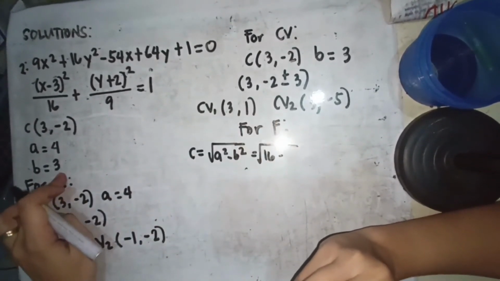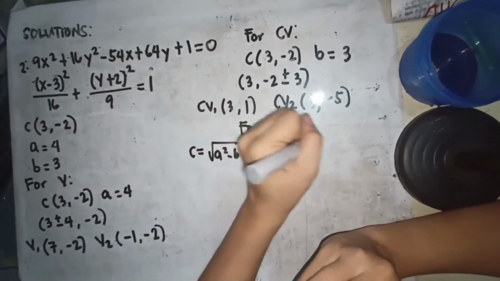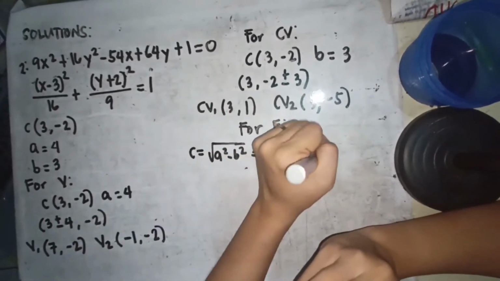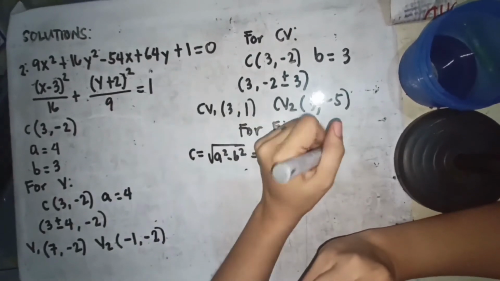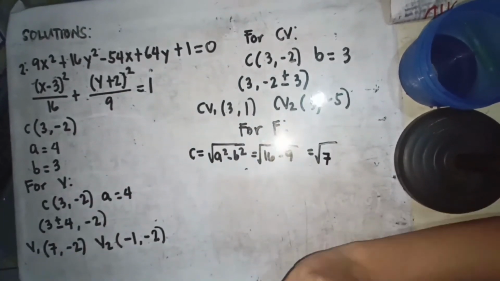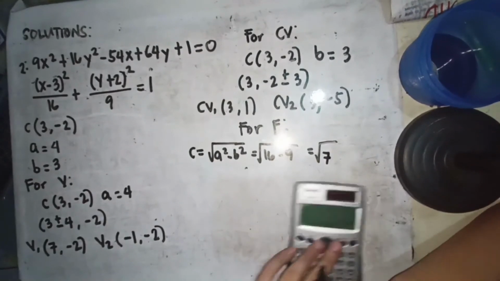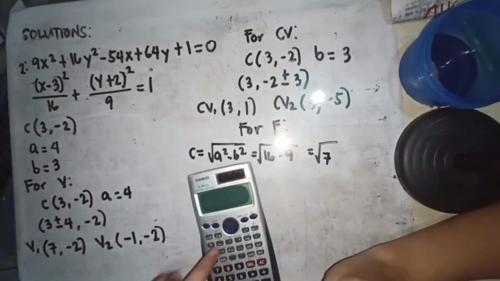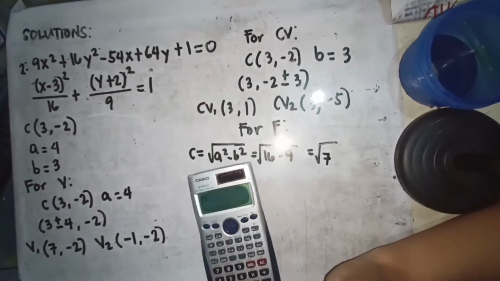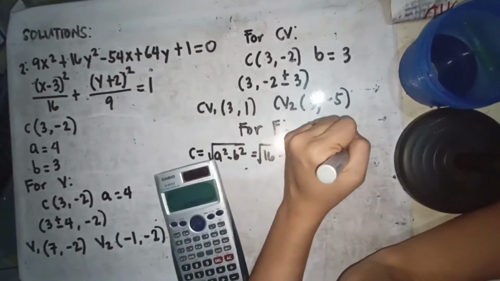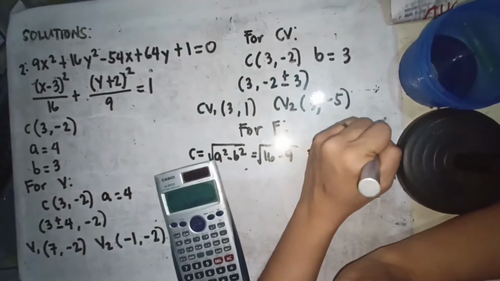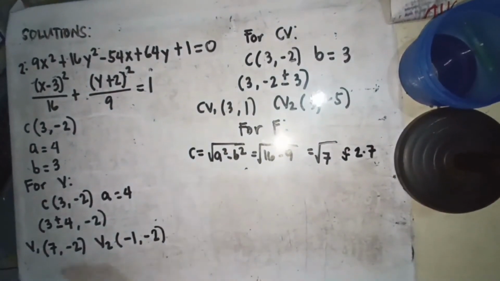Minus our b, which is 3. 3 squared, that is 9. This is equal to the square root of 16 minus 9, square root of 7. Or this is the square root of 7. We'll have approximately 2.7. So this is approximately 2.7. So the focal distance will be 2.7, no?